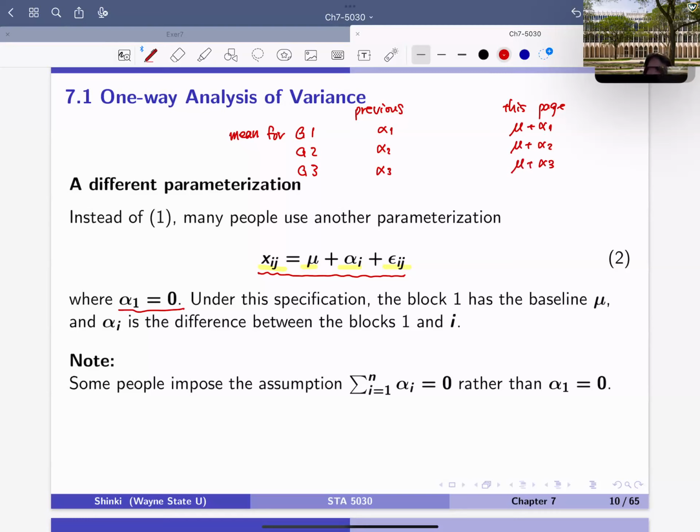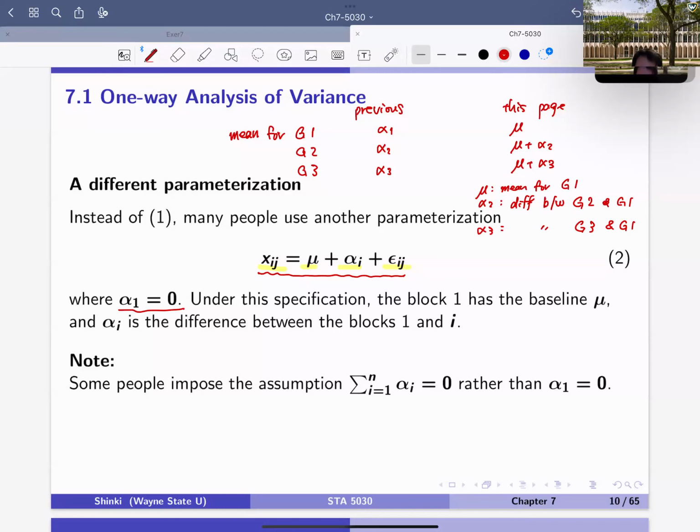And we assume that alpha 1 is equal to 0. So this is the situation. That means that in this case, mu is the mean level for group 1, and alpha 2 is the difference between group 2 and group 1. And alpha 3 is the difference between group 3 and group 1. So that is the interpretation of these three parameters.